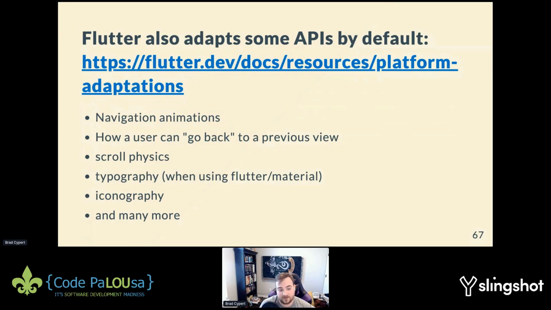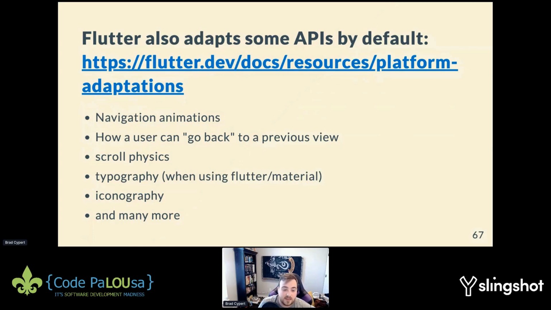Scroll physics is another one. If you fling a list, I'm using the term fling, that's fairly common in mobile development, but literally fling, like you take your finger and throw it across the screen. What happens when it hits the bottom? iOS has a very different behavior than Android, and Flutter supports that for you out of the box.